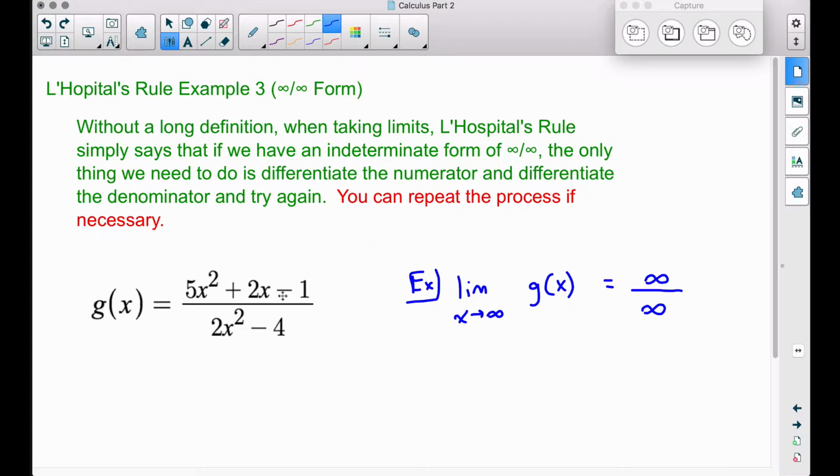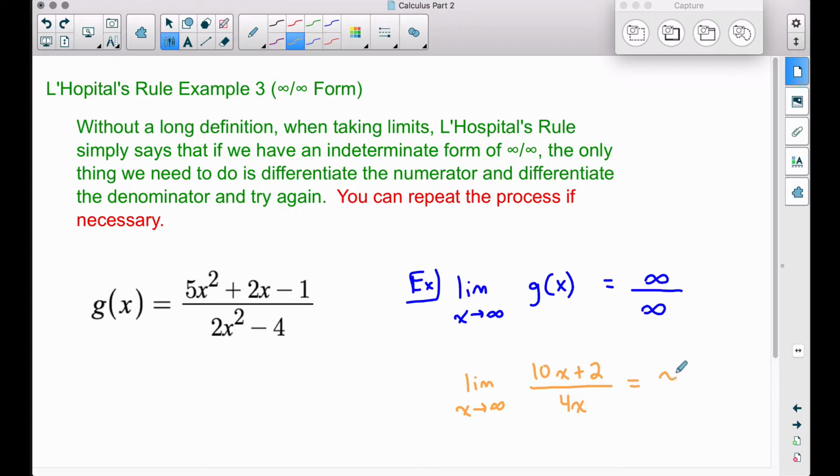So L'Hopital's rule, we can differentiate the numerator and denominator, and then we can try it again. So therefore, the limit as x approaches infinity of, let's take the derivative, we have 10x plus 2 up top. All I did there was take the derivative of the numerator over the derivative of the denominator, which is going to be 4x, and then that becomes a 0. So I'm just going to write 4x.